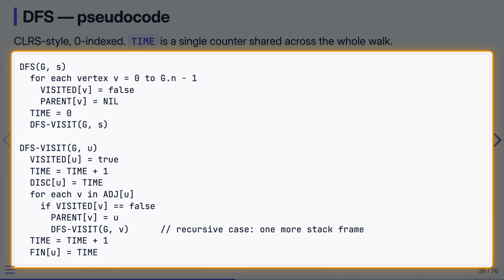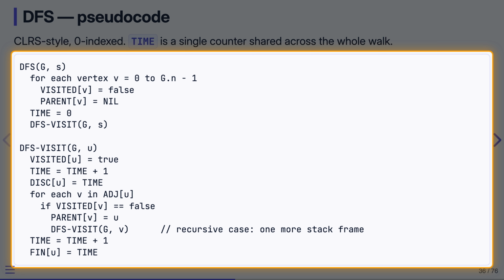The second procedure, DFS visit of U, does the real work. It marks visited at U as true. It increases time by 1 and records that as the discovery time of U. Then it looks at each neighbor V of U. If V is not visited, it sets parent at V to U and calls DFS visit on V. That recursive call is one more frame on the stack.